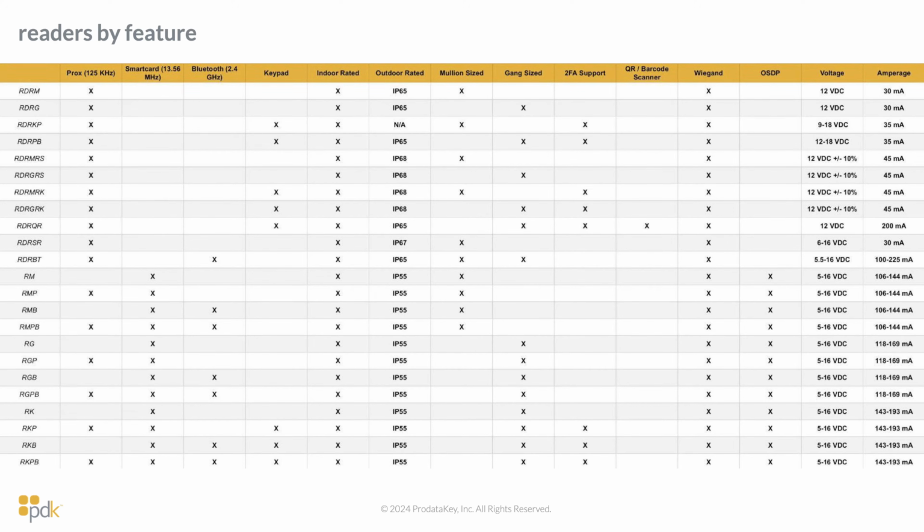You just rinse and repeat for the RG and the RK as well. The G stands for gang size, so it's a wider reader, and the RK is the keypad style of the red reader. It is also gang sized. The ones above, we will kind of go over their different capabilities here in just a few moments.